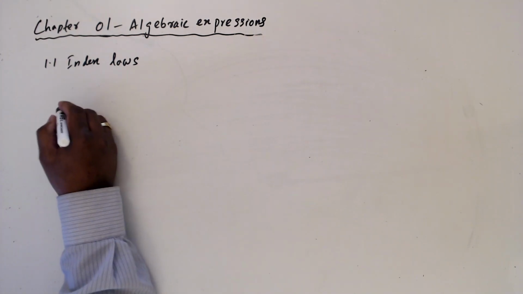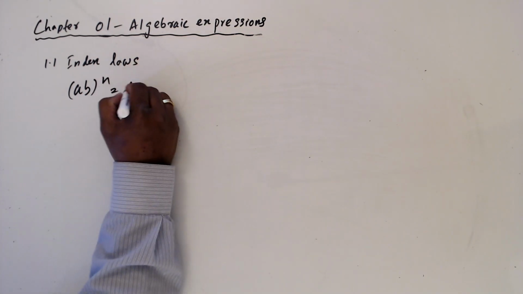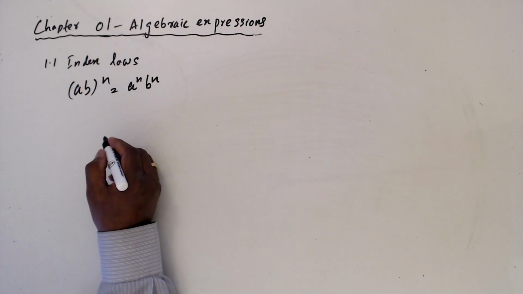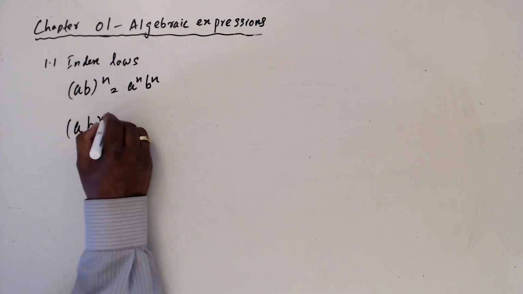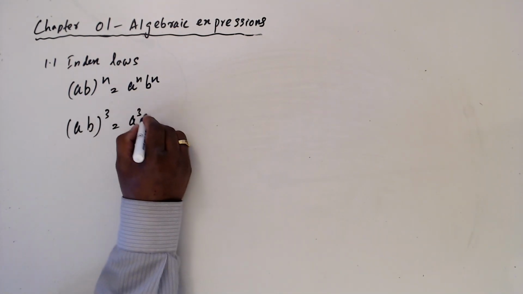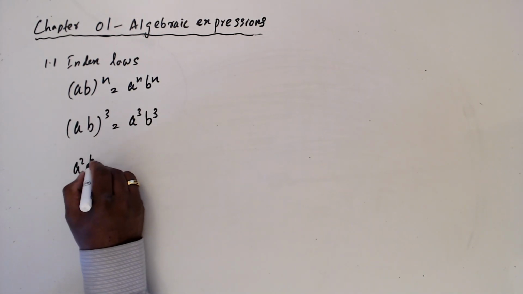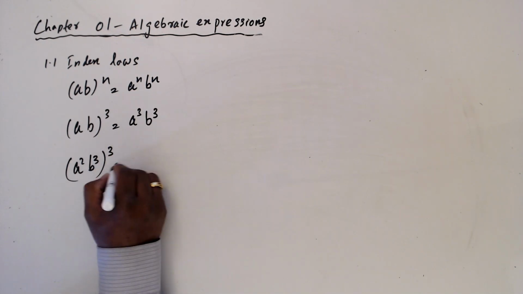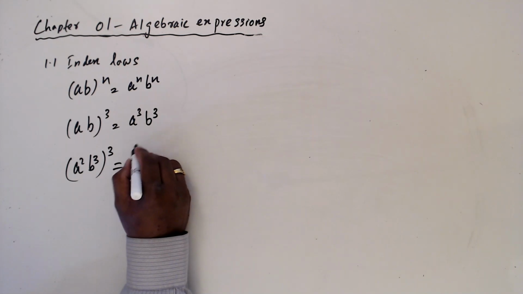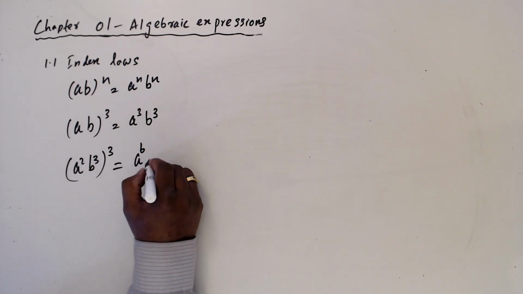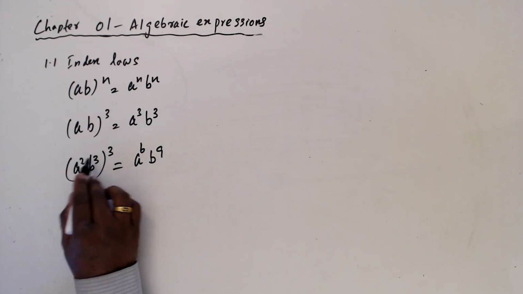Next one is ab to the power n. We can write a to the power n, b to the power n. So ab to the power 3 we can write a cubed b cubed. A squared b cubed, to the power 3, we can write a to the power 6 b to the power 9. What I did was I multiplied those two together.